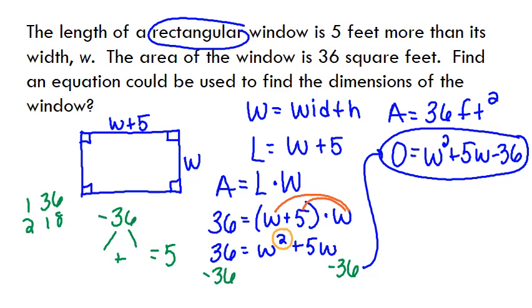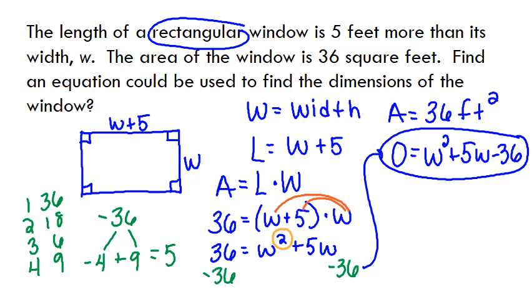2 and 18. Nope, not 5. Okay, I got 3 and 6. I could get 3 as my difference if I subtracted. That's closer. And then if I try the next one, 4 and 9. Hey, 4 and 9, I can get a 5 out of that. And since I want a positive 5, I have to do negative 4 plus 9.